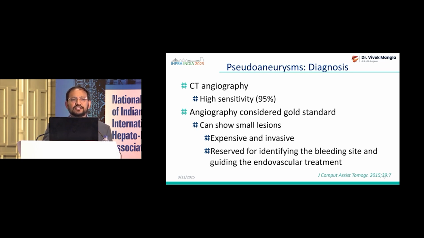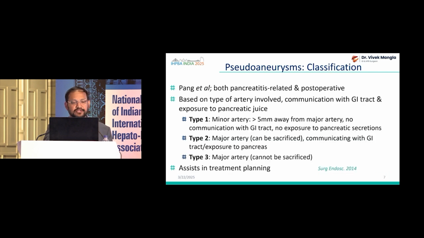It's only that you have a patient who continues to bleed, and the CT angio is showing a bleed but not able to show up anything, that you would want your IR guy to just go in blindly and try to cannulate these vessels. And most often it will be reserved for identifying the bleeding site and guiding the endovascular treatment.